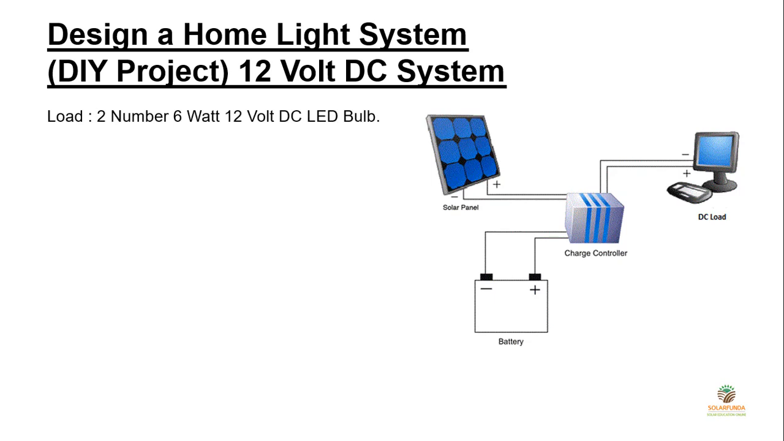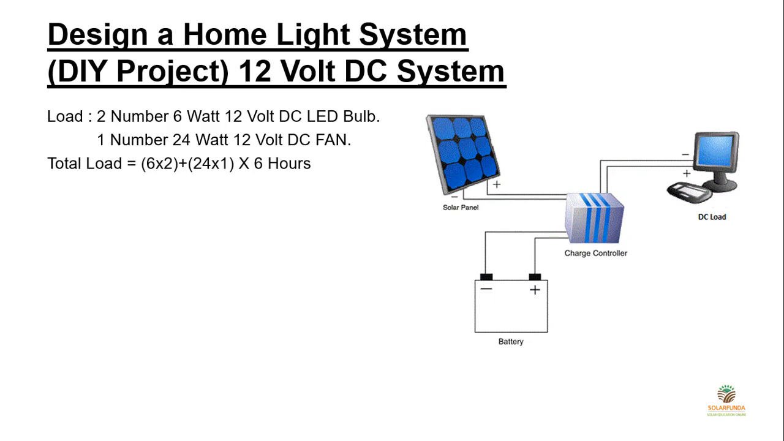So I have a load of 6 watts of DC LED bulb, 2 numbers, and a single 24 watt DC fan, and I have 6 hours of backup for the day. So I will calculate the total load per day first. Here I am adding the wattages of equipment and multiplying it by 6 hours. That's my battery backup. So I got 216 watt hours per day.